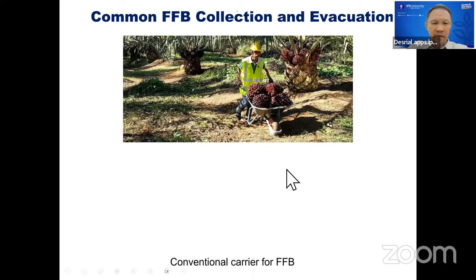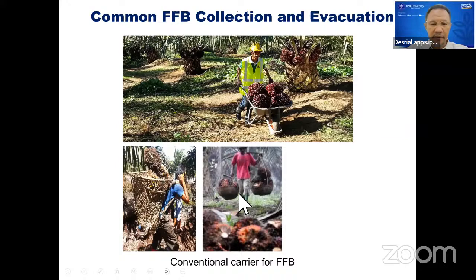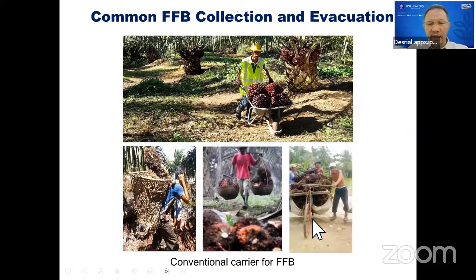And this is actually the conventional carrier for fresh fruit bunch. Usually they use a wheelbarrow like this, but in severe locations, sometimes they also use a basket, like we can see, and sometimes they also use a bicycle to bring out the fruit from the field to the collection area.